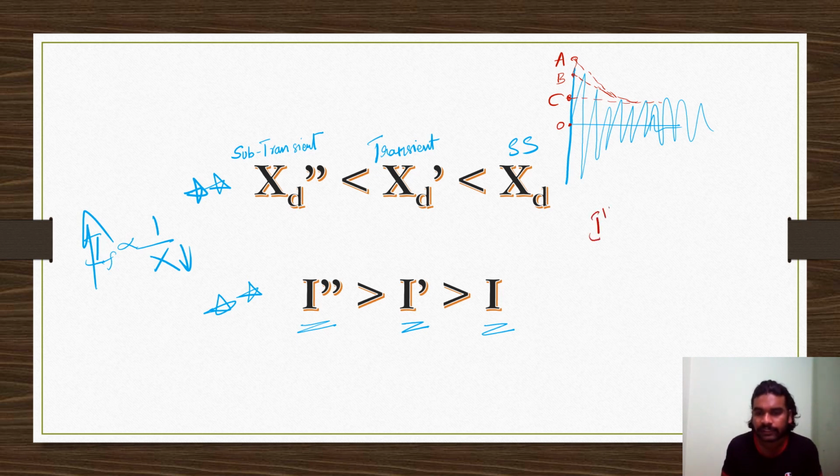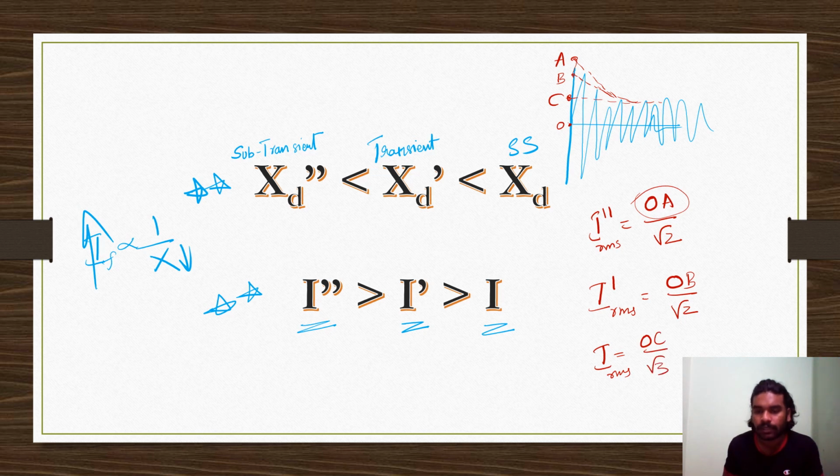I double dash, the RMS value of subtransient current, is given by OA by root 2. OA is the peak value of the current during the subtransient period, so peak value by root 2 will give you the RMS. I dash, the RMS value, will be OB by root 2, and the steady state value will be OC by root 2. Please remember this.